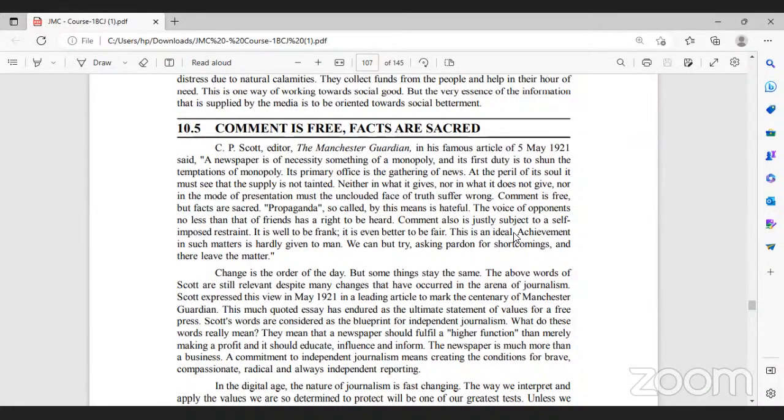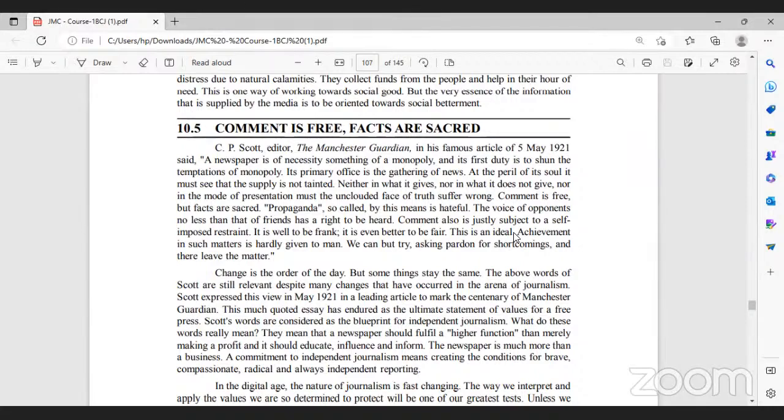C.P. Scott, editor of the Manchester Guardian, in his famous article in 1921 said that a newspaper is of necessity something of a monopoly, and its first duty is to shun the temptation of monopoly. Its primary office is the gathering of the news, and it must see that the news it supplies is not tainted. Neither in what it gives, nor in what it does not give, nor in the mode of presentation, must the unclouded face of truth be suffered. So he said that comment is free, but facts are sacred.